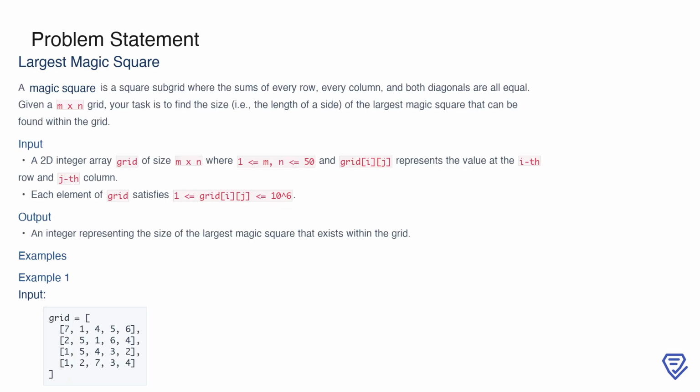Let's get started. A magic square is a square subgrid where the sums of all rows, all columns, and both diagonals are equal. In this problem, you are tasked with finding the size of the largest magic square within a given M by N grid. The grid is represented as a 2D integer array, where each element corresponds to a value at a specific row and column. The size of the grid can be as large as 50 by 50, and the values in the grid can range from 1 to 1 million. Your goal is to output an integer, which represents the side length of the largest magic square found in the grid. Let's look at some examples to understand the problem further.